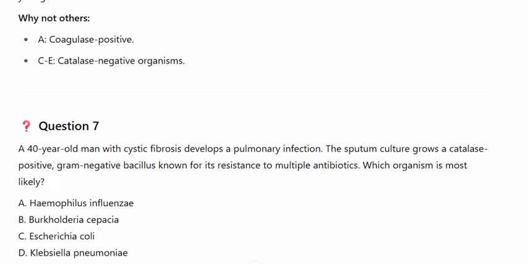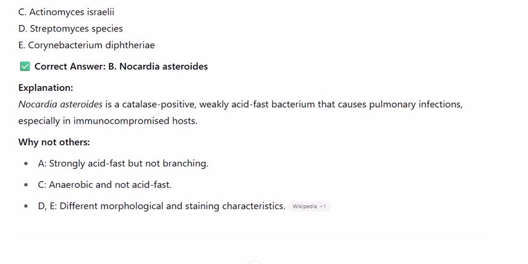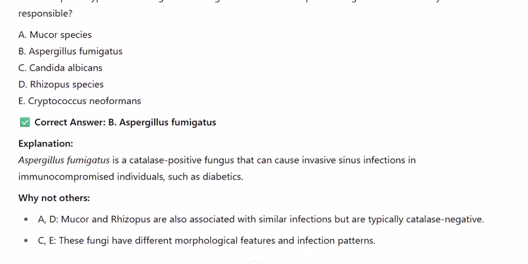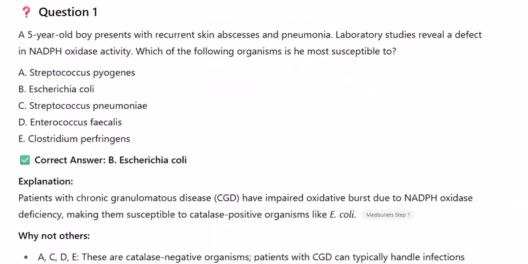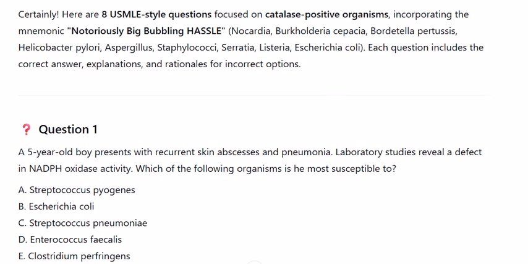Certainly. Here are 8 USMLE-style questions focused on catalase-positive organisms, incorporating the mnemonic "Notoriously Big Bubbling Hassle": Nocardia, Burkholderia cepacia, Bordetella pertussis, Helicobacter pylori, Aspergillus, Staphylococci, Serratia, Listeria, Escherichia coli. Each question includes the correct answer, explanations, and rationales for incorrect options.